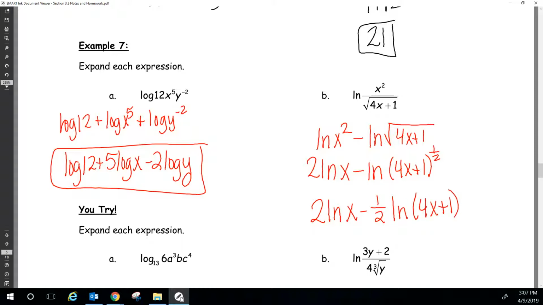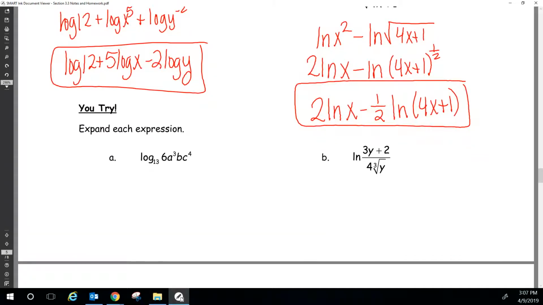Now be careful, a lot of students are like, okay, well now I've got them added, so I'm going to multiply them, and they do some weird stuff. No, we have no rules about adding of the argument in the log. So you stop here and don't keep going.